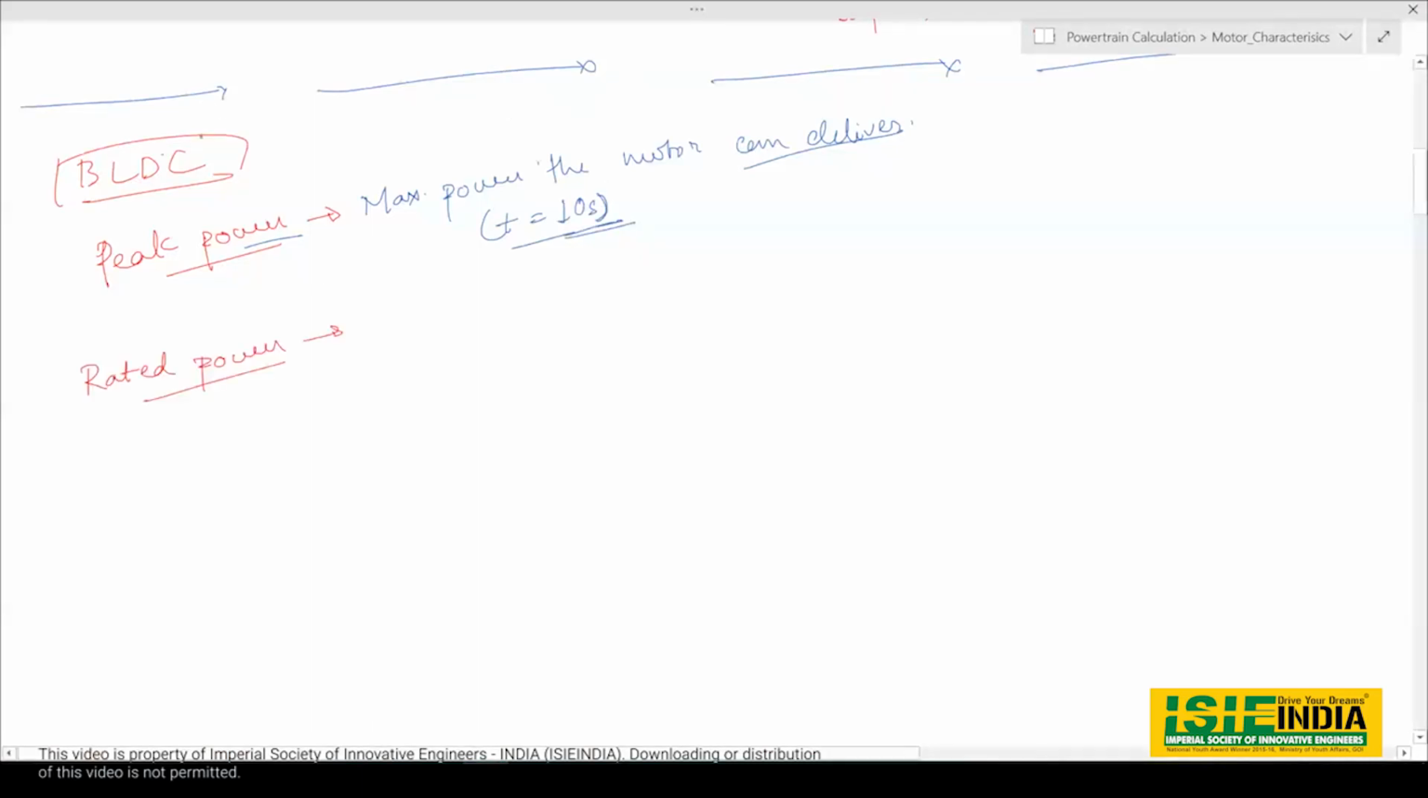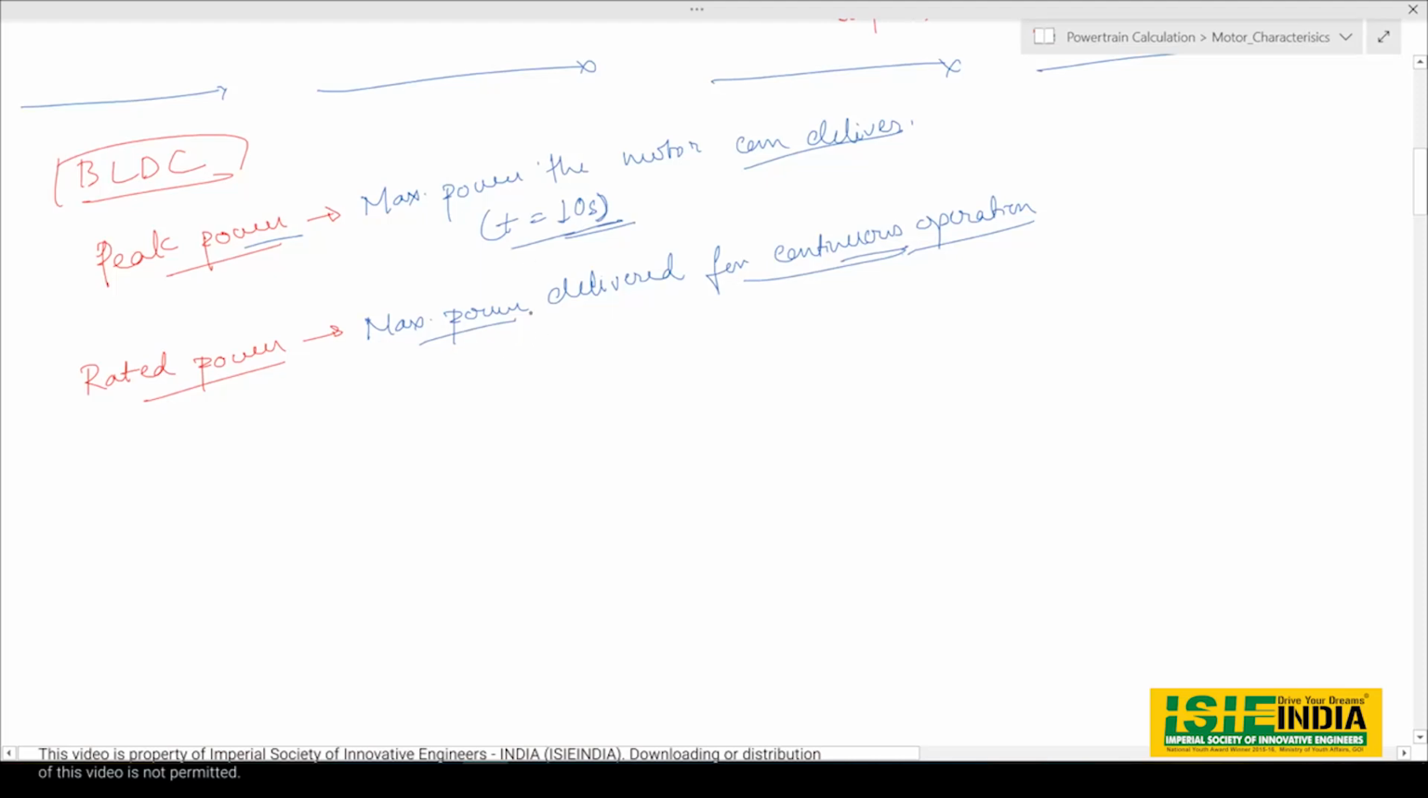Rated power is the power delivered during normal operation. Rated power is the maximum power delivered for continuous operation. Rated power is the maximum power delivered for continuous operation.